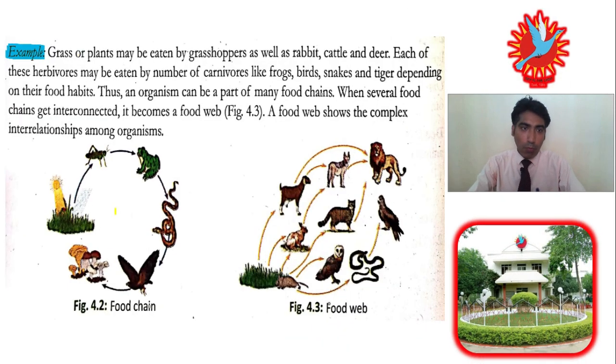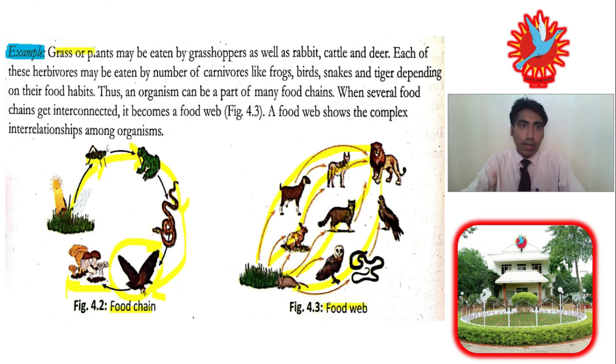Next, we are going to discuss the food chain and food web. The first example is a food chain. It is linear, where the grass is eaten by the grasshopper, the grasshopper is eaten by a frog, the frog is eaten by a snake, then eaten by an eagle. When the eagle dies, it is eaten by decomposers like bacteria and fungi. But here you can see that various linear chains are interconnected at different trophic levels, making a complex network. This network is called a food web.